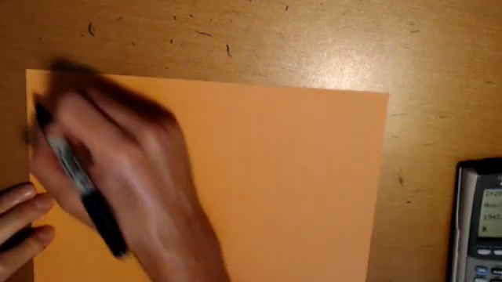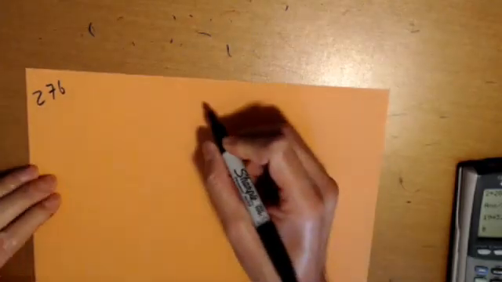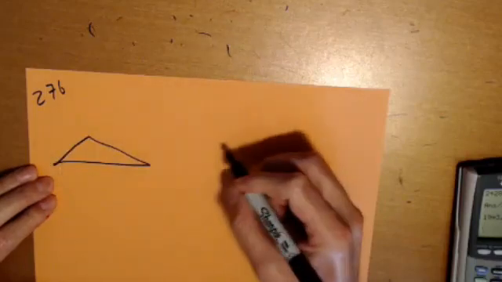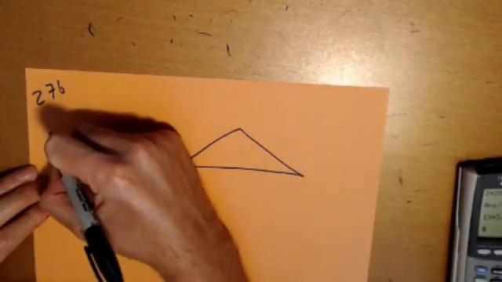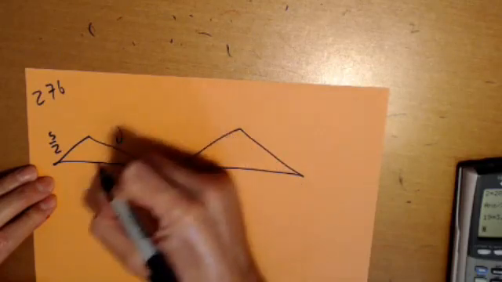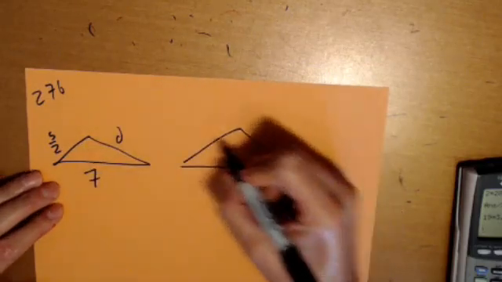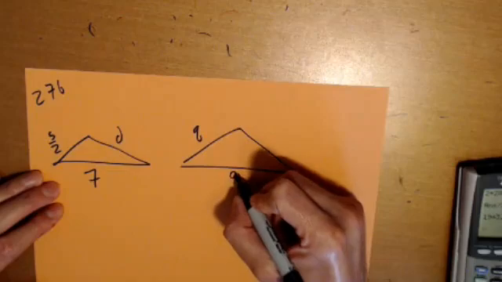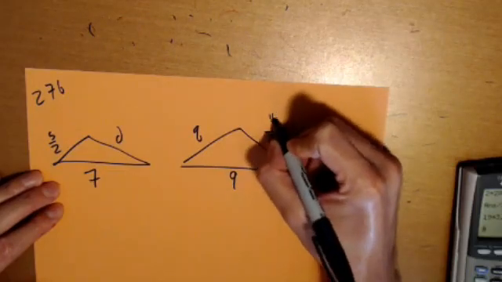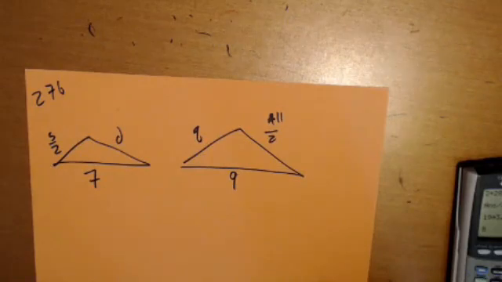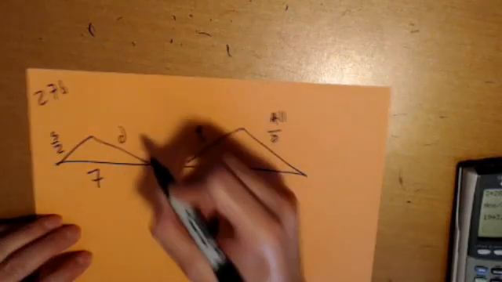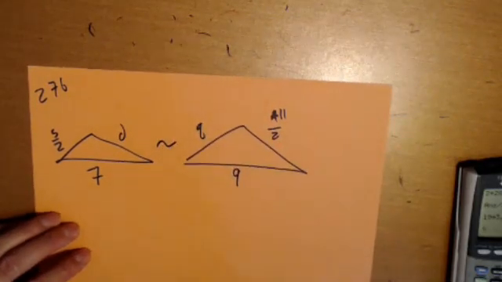So in 276, for example, here's a triangle, and then they have a bigger version of the triangle. 5 halves, D, 7, Q, 9, 11 halves. And they tell us that these triangles are similar. The symbol for similar is like one little squiggly.